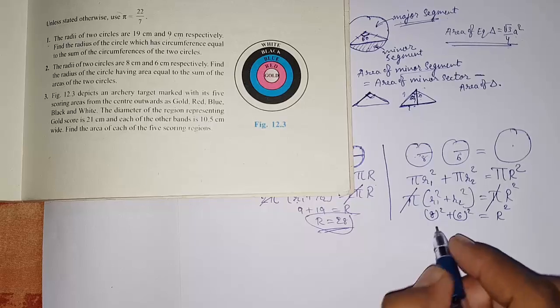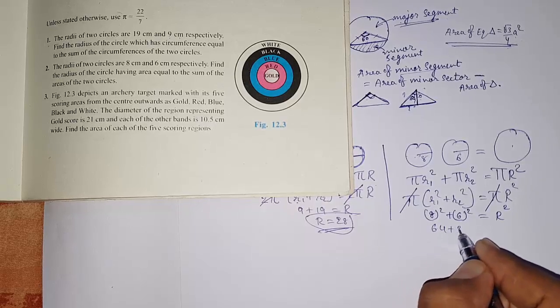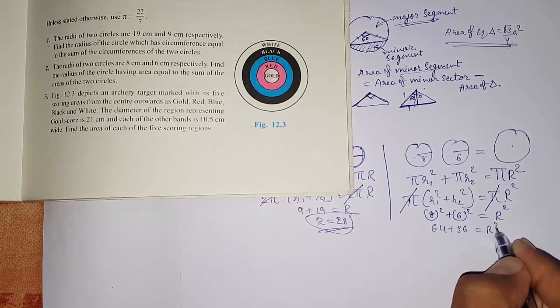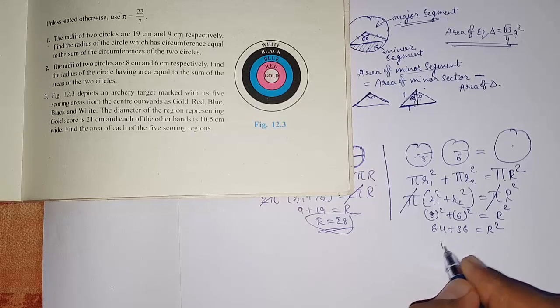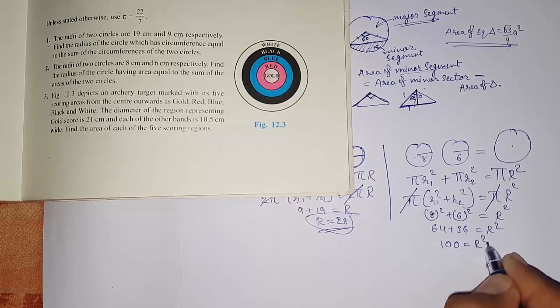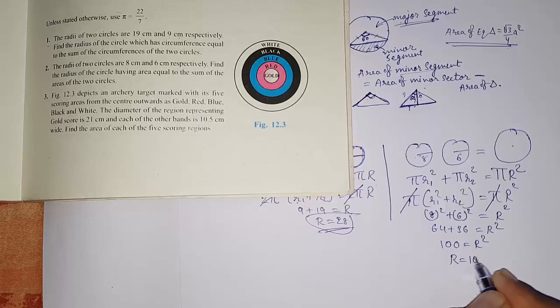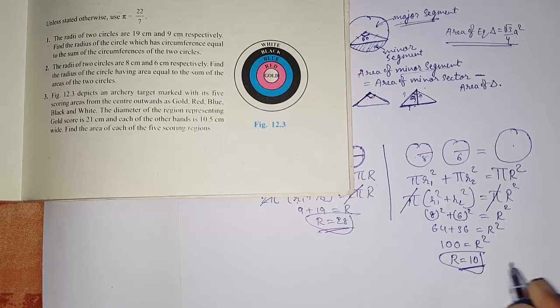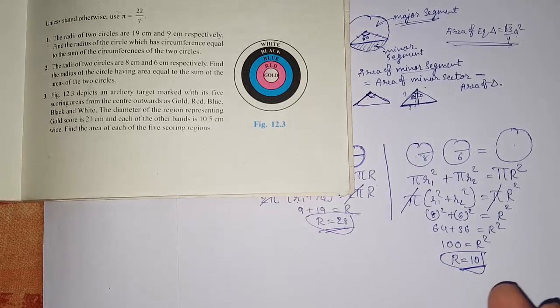Sorry, here was r square. 64 plus 36 is equal to r square. So here directly 100 is equal to r square. So your r will be under root 100, that is 10. So this way you can find out directly.